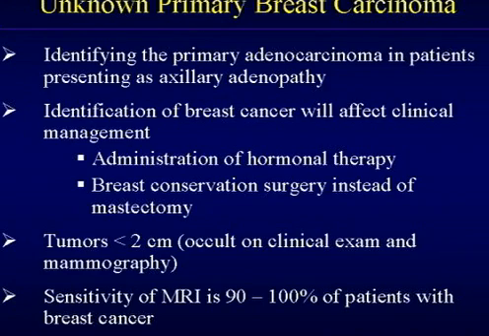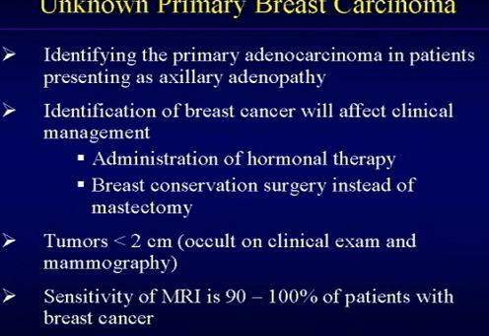So let's go on to the next topic, which is identifying the unknown primary breast carcinoma. Patient presents with a palpable lump in the axilla. Biopsy is performed, which shows adenocarcinoma of unknown primary. In this case, if the mammogram is negative, the MRI is the test of choice to detect for occult disease.